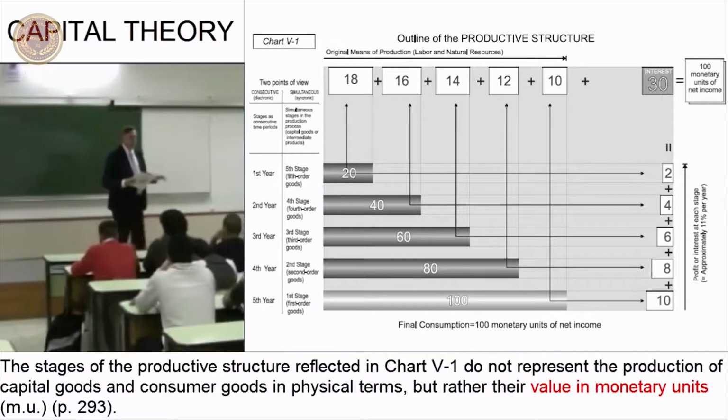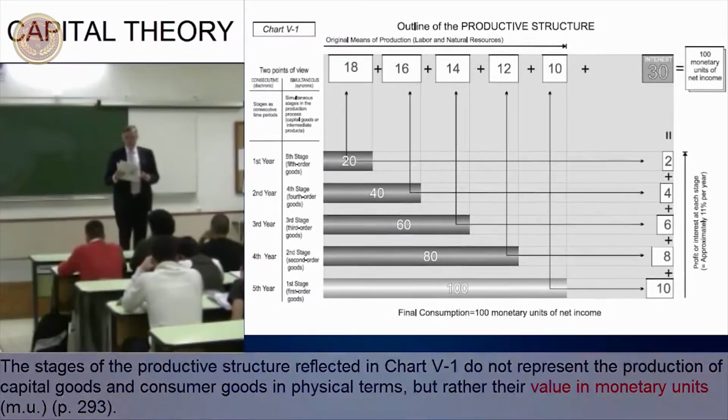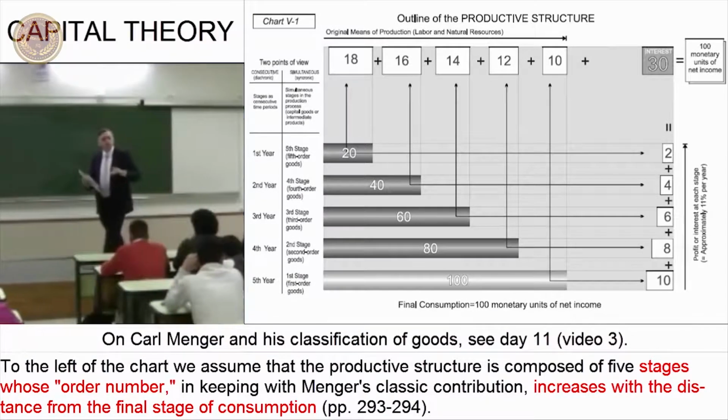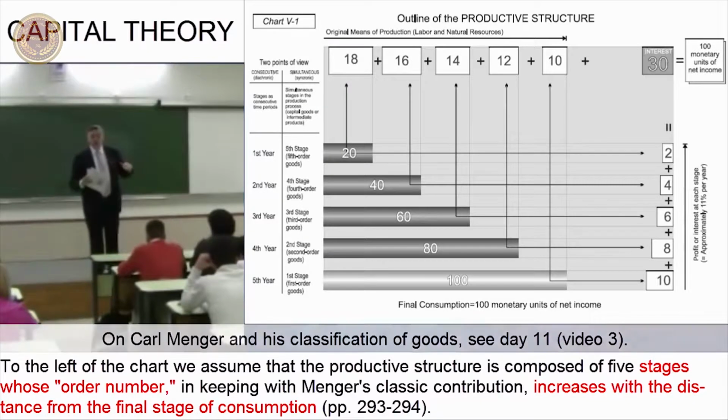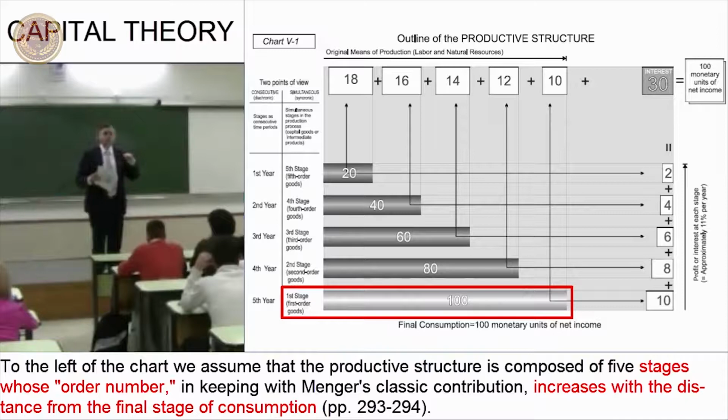To begin with, I want to make it clear that all the figures in this chart are in monetary units. That is, they are values expressed in monetary units. Also, in a way, the chart reflects Menger's conceptualization of the production process. Remember that Menger used the term economic goods of first order to refer to those goods which directly satisfy human needs. In other words, goods which correspond to the end an action is meant to achieve.